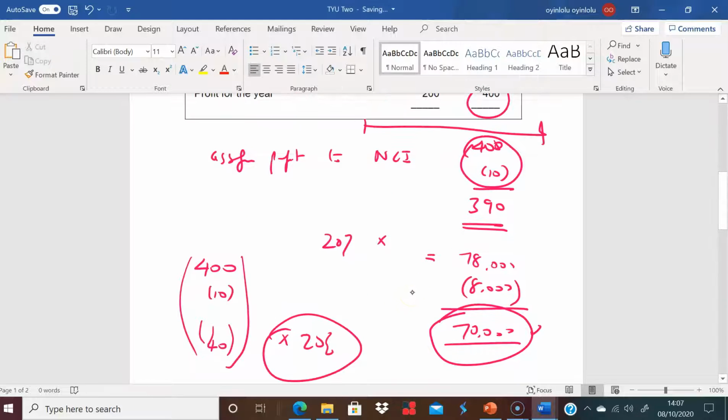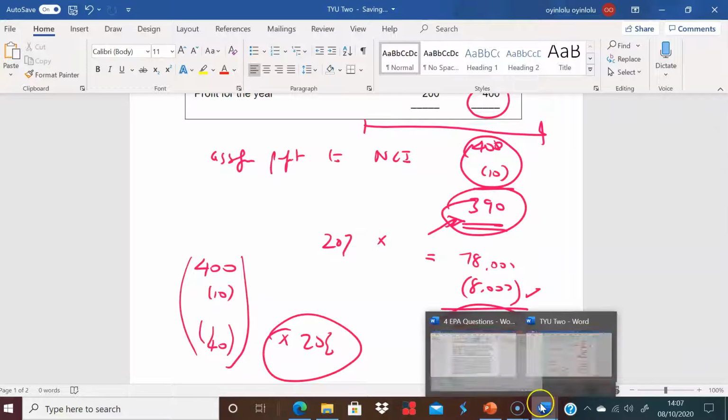And I did it in 2 stages. I still think it's better to do it this way. Get your 400, take off the 10, you've got your 390, then take 20%, so that was 20% of this, and then I took off the goodwill, its own goodwill impairment bit, and that takes me down to 70.